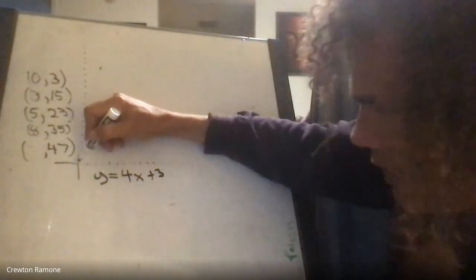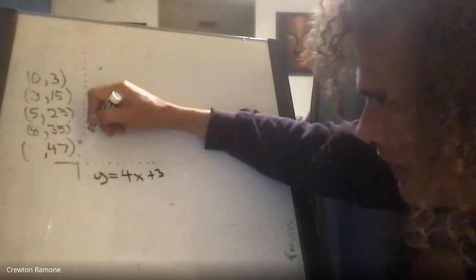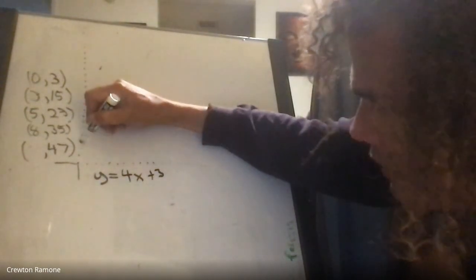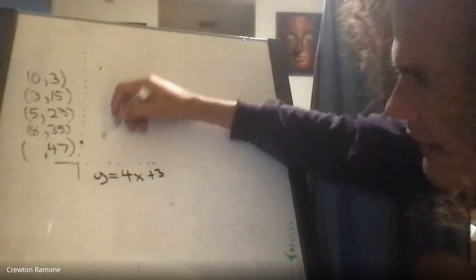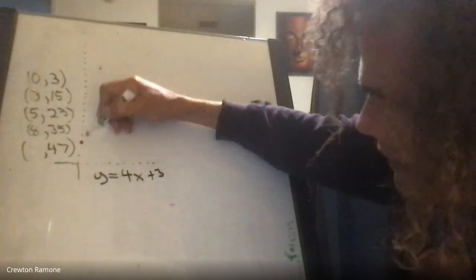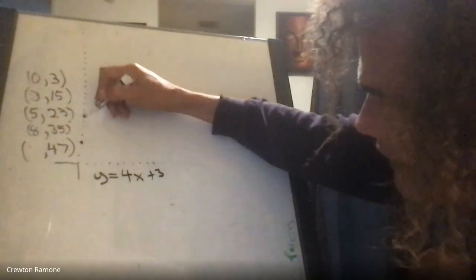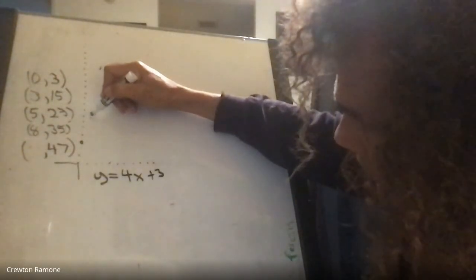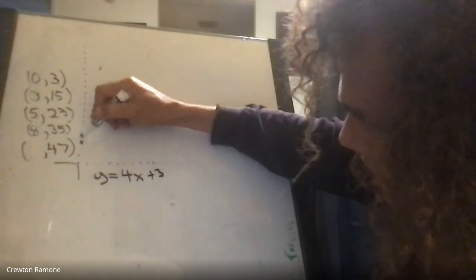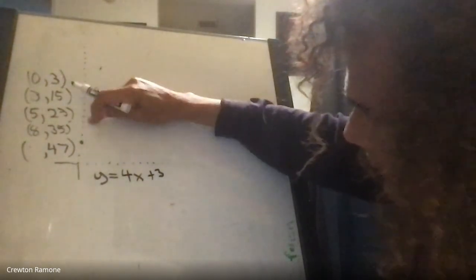So I know I start at 0, 3. And then the next point would be what? 1 and 7. So there's 3, 4, 5, 6, 7. At 1 right there. Right. 7. Is that 7? 1, 2, 3, 4. We'll go 5, 6, 7. We'll put it right there.